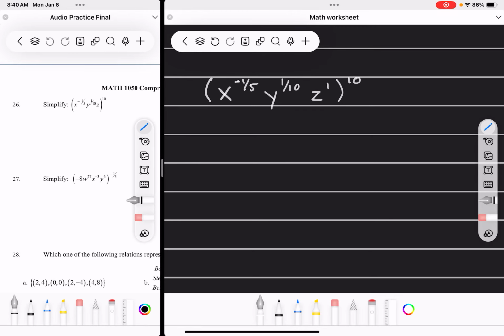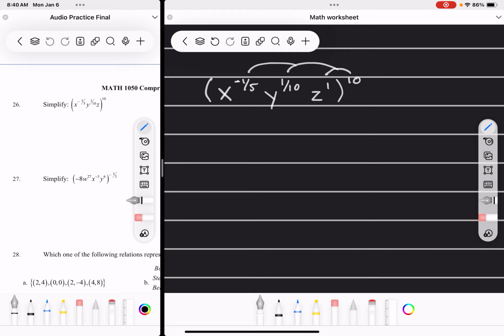All right, this is question 26 for the practice final. We are simplifying, and this is just three variables with fractional powers, rational powers. We have a 10 on the outside. So like we do with pretty much everything, if something's on the outside of the parentheses, we can distribute it. That's the same thing with powers. So we're actually going to distribute this power to all three of these.